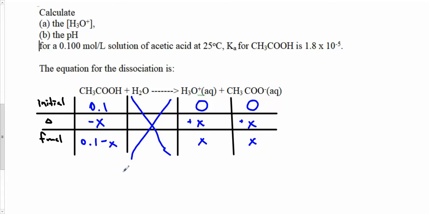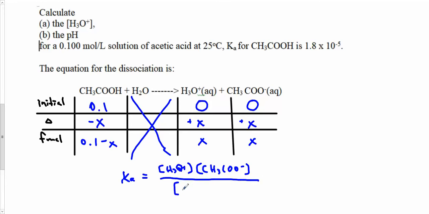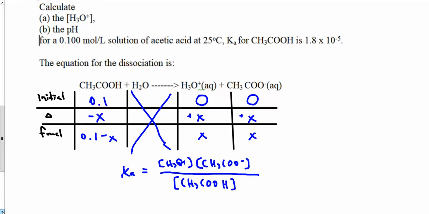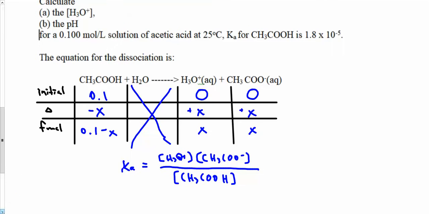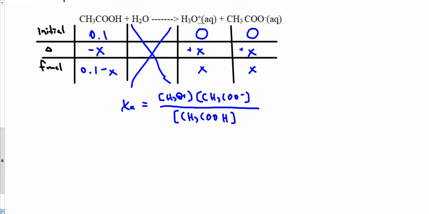Now, let's write the expression for Ka for this. It's going to be H3O plus times CH3COO minus over CH3COOH. No water. You see that in the Ka formula above, and we see it here because I crossed it out.